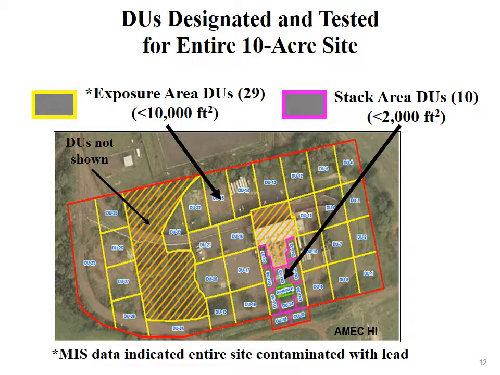So here's the former municipal incinerator building, with source area DUs behind it, surrounded by perimeter DUs. We hoped they would come up clean. Let's go ahead and test the entire rest of the property, make sure we didn't miss anything. Turned out we would have missed a lot. The entire 10 acres was contaminated with lead above our action level of 200 milligrams per kilogram.